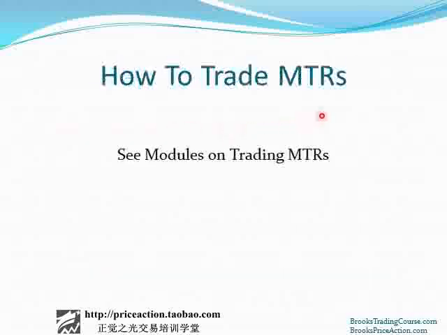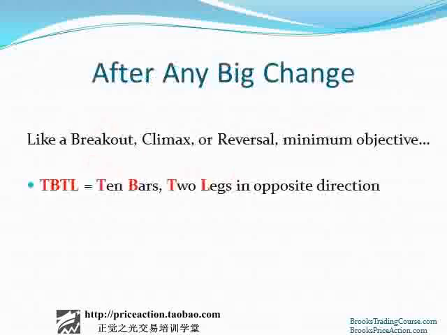So how do you trade major trend reversals? I have a series of modules about trading major trend reversals later in the course. After any big change, like a breakout, a climax, or a reversal, a major trend reversal, the minimum likely objective is TBTL, 10 bars, 2 legs in the opposite direction.